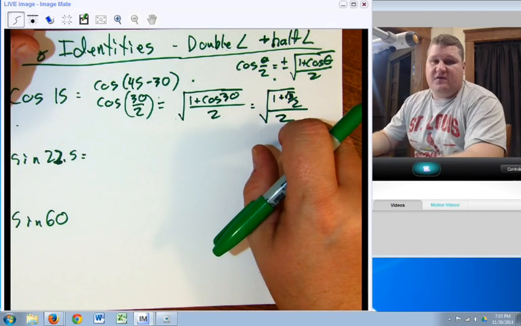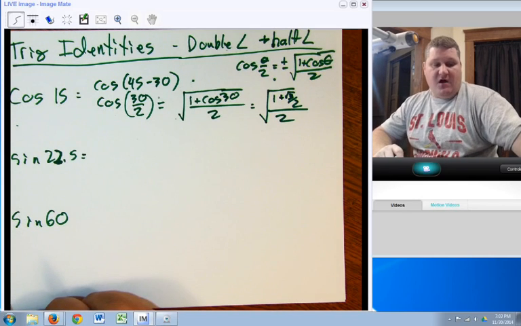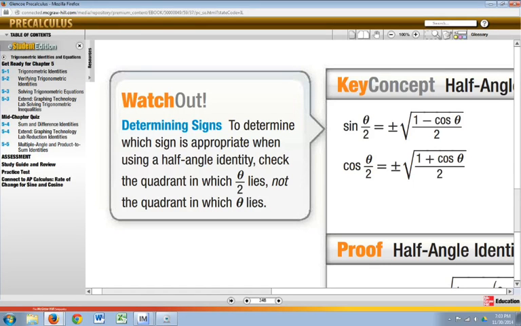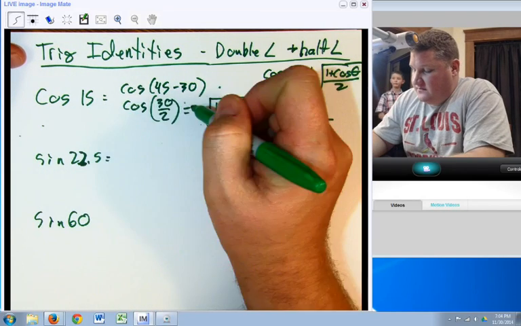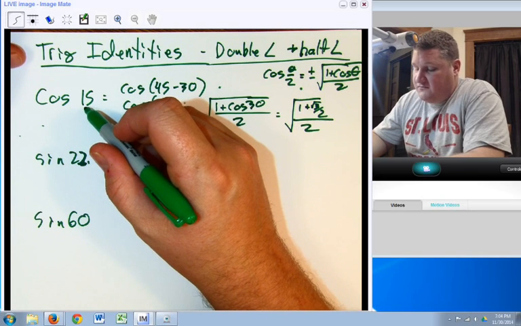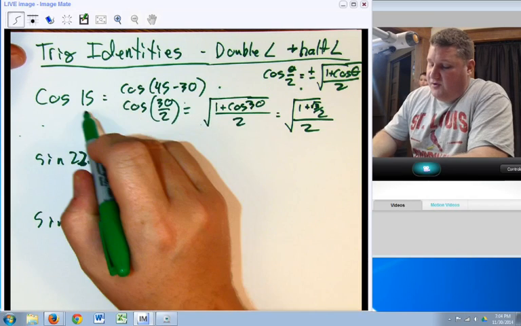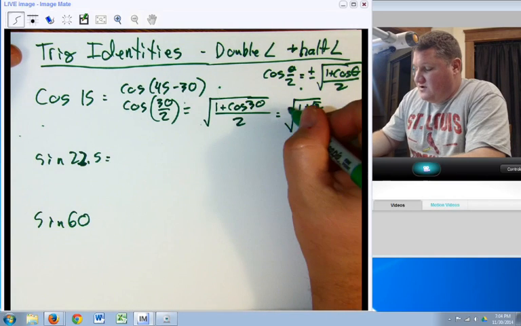Now, as for the plus or minus sign, you'll notice there's a plus or minus up here. We need a rule for that. So, let's go grab a rule. The answer is right here. To determine which sign is appropriate when using a half-angle identity, check the quadrant in which theta over 2 lies, not the quadrant in which theta lies. Okay, so if we go back over here, our theta lies in the first quadrant. Our theta over 2 also lies in the first quadrant, so it really becomes a moot point. In both cases, whether it's 15 or whether it's 30, the cosine is going to be a positive sign. So we're going to put it here.